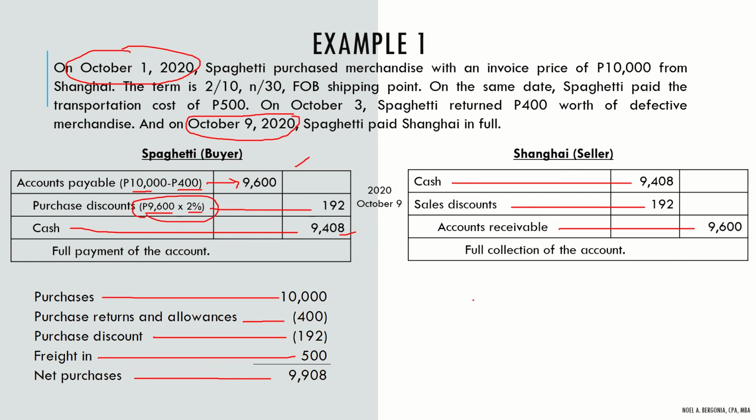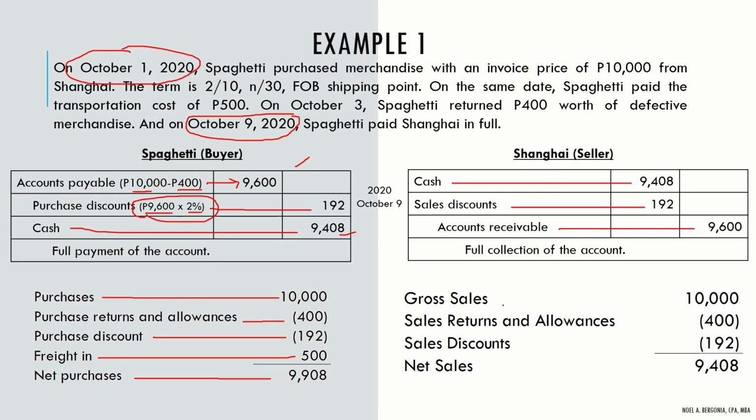Alright, very good. So how about for Shanghai? Ano yung net sales niya since siya si seller? So ang net sales naman niya is starting with the gross sales, di ba, na invoice price amounting to 10,000. And then yung sales returns and allowances niya would be 400. Okay, yun yung return. Then we have the sales discount na less 192. Okay, wala po tayong recording ng freight in, kaya ang net sales po natin is what? 9,408 pesos. Okay? 9,408 pesos.